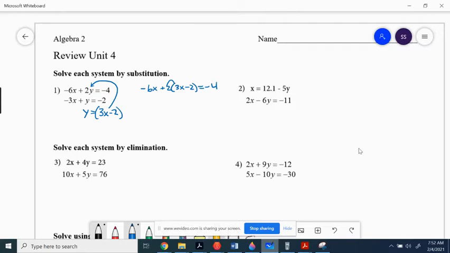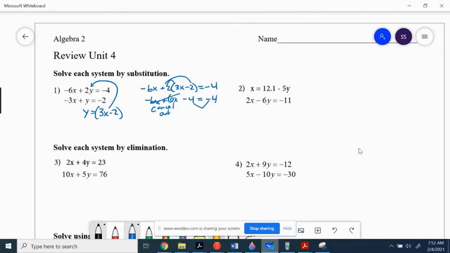So we're going to multiply this out. 2 times 3x is 6x. 2 times negative 2 is negative 4. Update the problem, drop everything else down. And what I'm left with is, well, we need to combine like terms. We have negative 6x plus 6x. Well, these will cancel out, right? Okay, so if the variables cancel out, you got to see what you're left with. And what I'm left with is this identical statement, right? This is a true statement. So negative 4 is equal to negative 4.